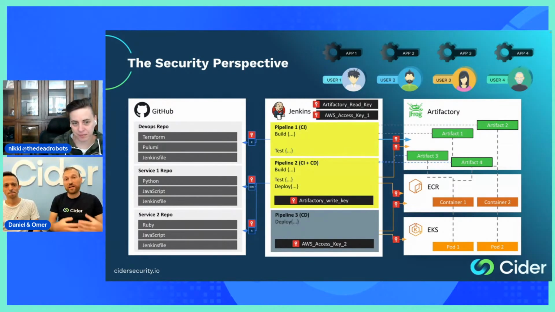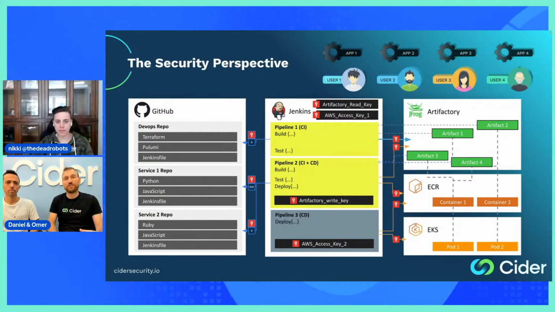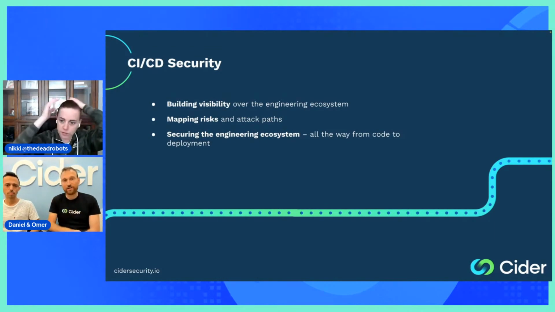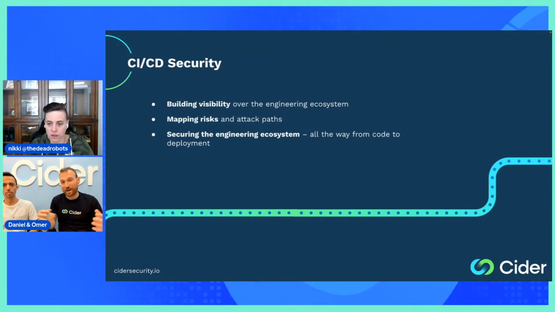So we kind of went through the process of how an attacker builds the attack surface and what are the different building blocks that comprise the engineering ecosystem and ultimately the attack surface. And this is essentially what we mean when we use the term CI/CD security. It's the process of building this visibility over our high entropy, chaotic engineering ecosystem, leveraging the visibility to map the different risks and attack paths within the ecosystem, and then taking this knowledge and applying it to build security controls around this entire ecosystem, all the way from code to deployment.